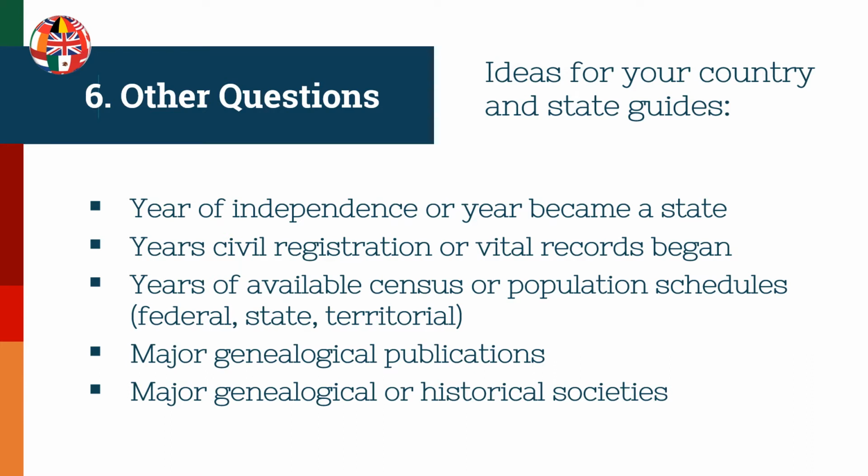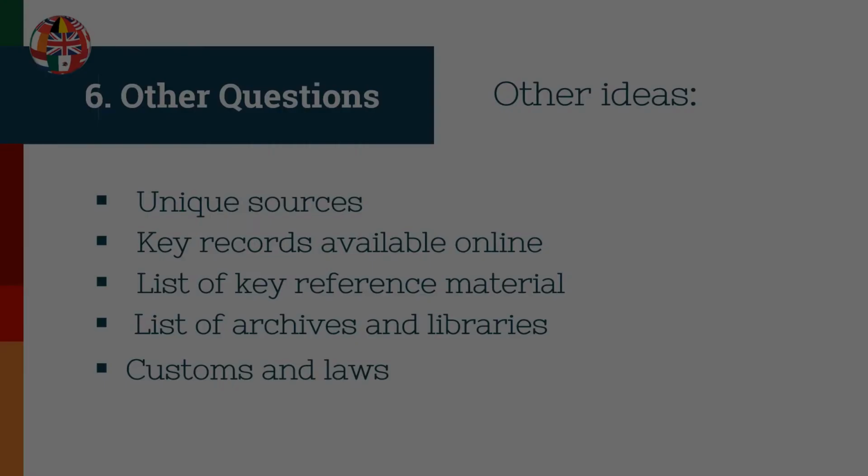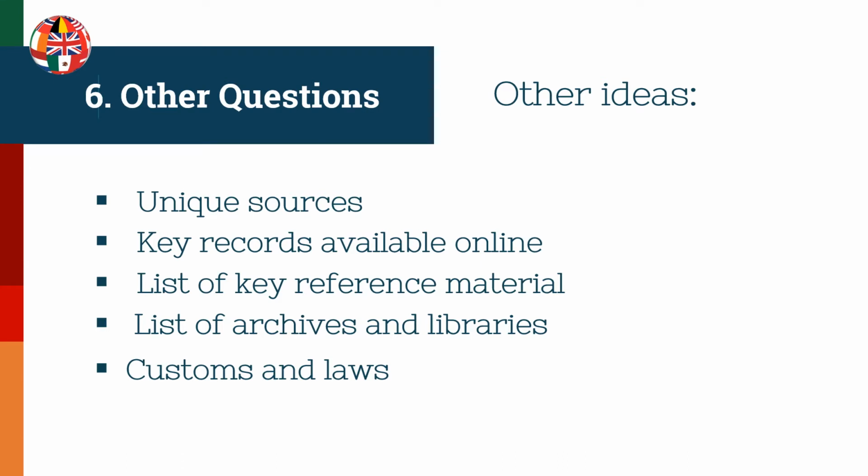ICAPGen suggests that you create guides for your country and also for the states or other divisions within your region. You could include the year of independence or the year it became a state, the years the civil registration or vital records began, also the years of available census or population schedules, and include the federal, state, and territorial censuses. Then list the major genealogical publications and the major genealogical or historical societies. Other ideas include gathering a list of the unique sources and key records available for your region. Also, a list of the key reference materials and the archives and libraries for your region or country. You may also want to gather articles on the customs and laws applicable to your region and time period.